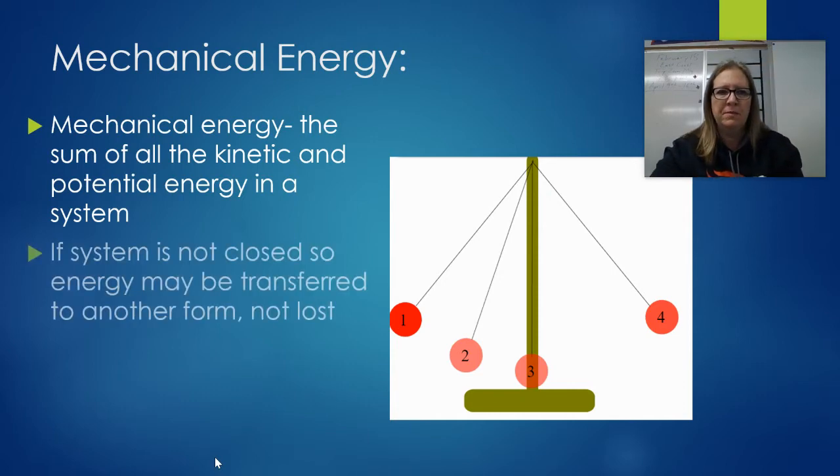down. Okay. If the system is not closed, we don't say we lose the energy, but some of the energy might actually be transferred to friction or air resistance or things like that.